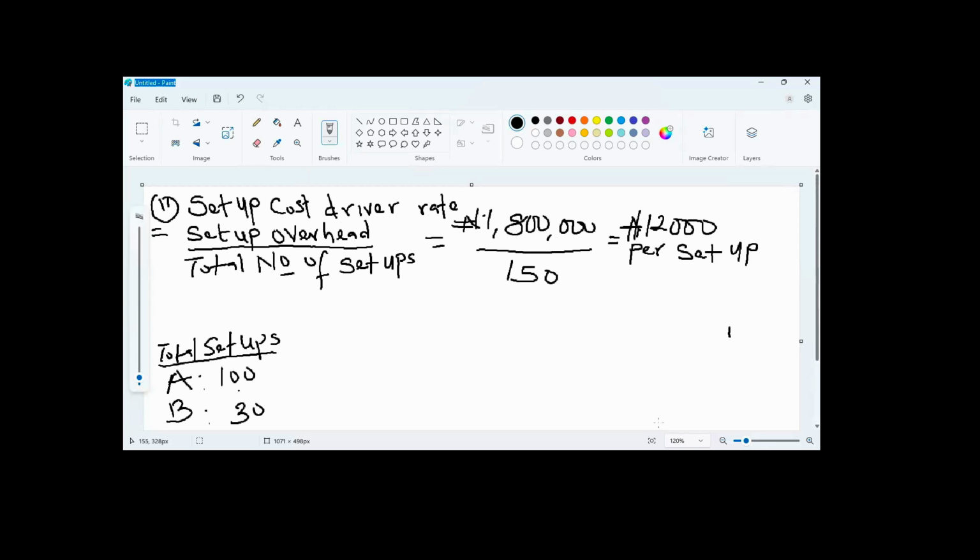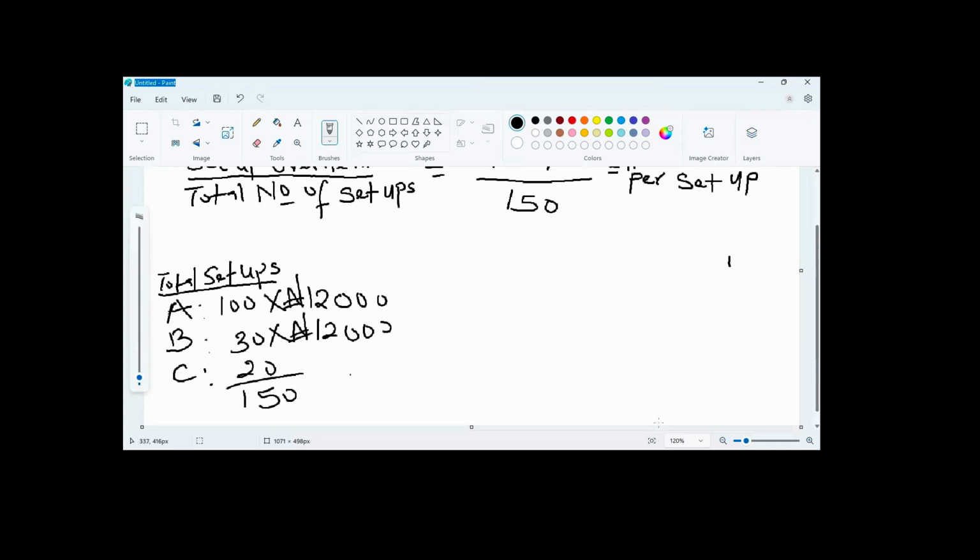I've gotten 100 setups for product A, and per setup is 12,000 naira. I'll now multiply by 12,000 naira. What you are doing now is what we call allocation. Multiply by 12,000 naira for each product. You have to do your allocation.